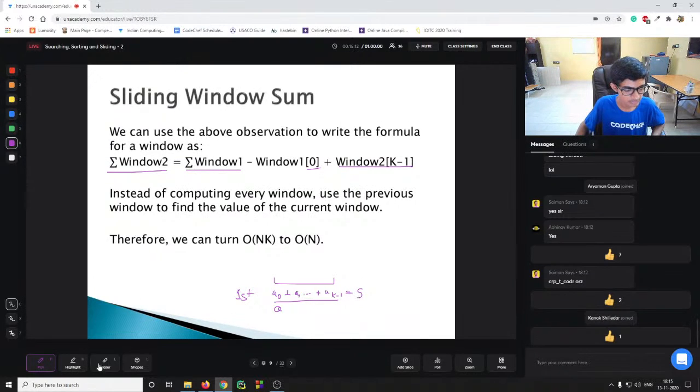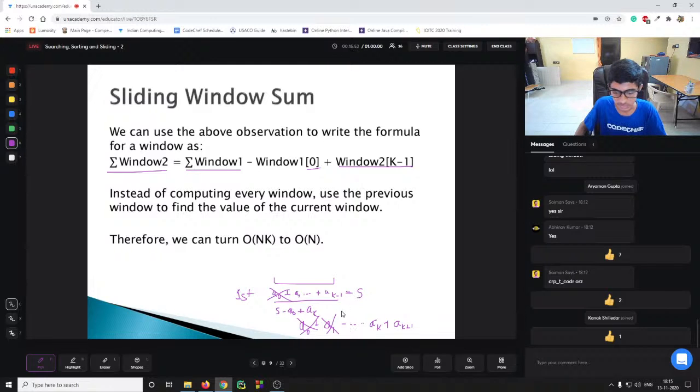So the next value will be equal to S minus A0. S minus A0 will remove this value, and we are going to be adding AK. Adding AK gives you A1 plus dot dot dot to AK, and we are just removing the A0 value. So now you can imagine how this would work for the next window. For the next window we are going to be removing A1 and adding AK plus 1.